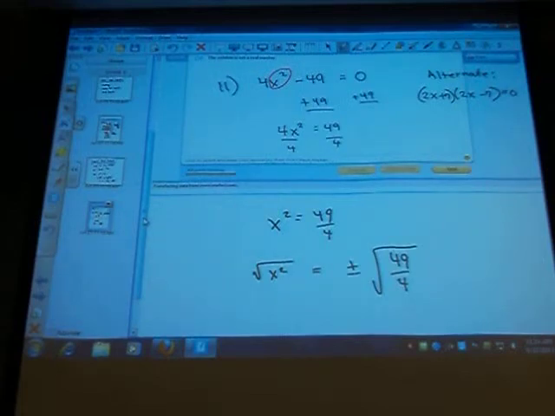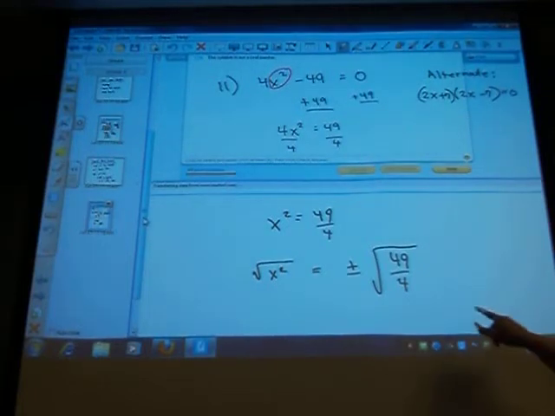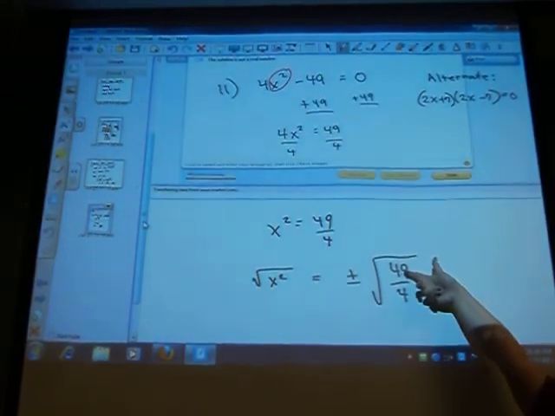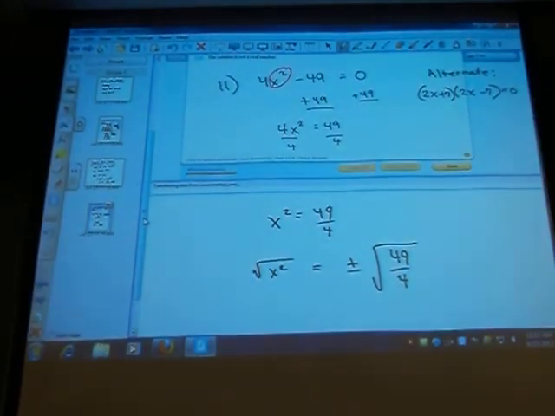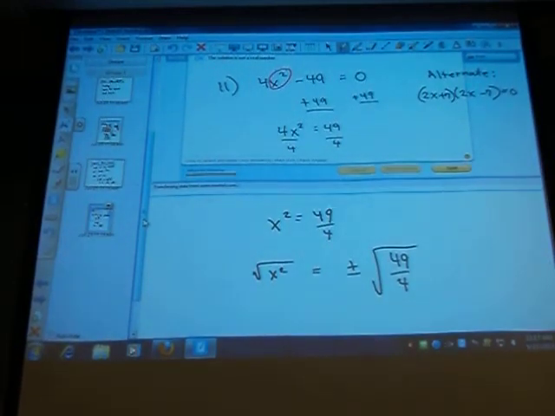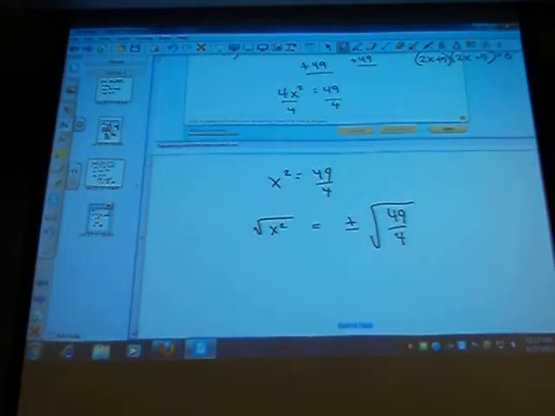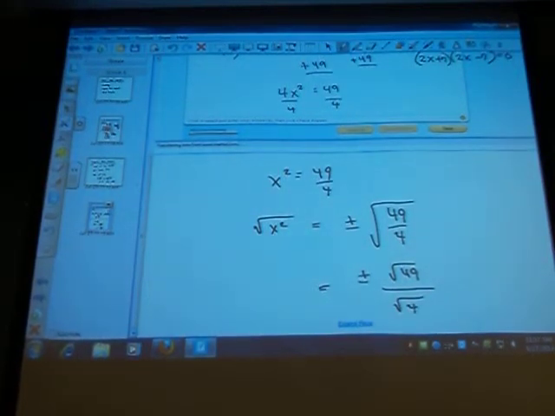Now, how do I take the square root of a fraction? You just take the square root of the top and the bottom. And since these are both perfect squares, the square root of 49 is 7, the square root of 4 is 2. So I'm going to get 7 over 2 and negative 7 over 2. You can think of this as the square root of 49 over the square root of 4, because the square root applies to the numerator and the denominator.